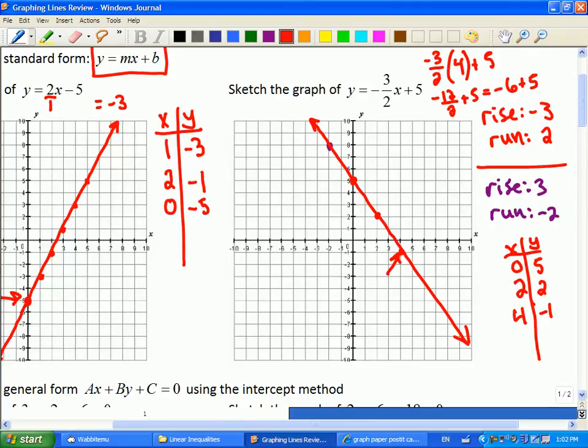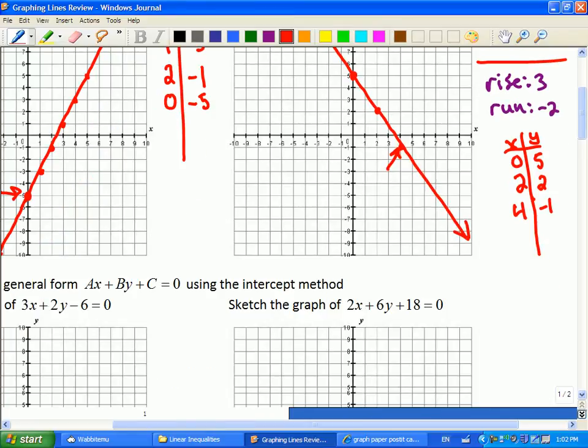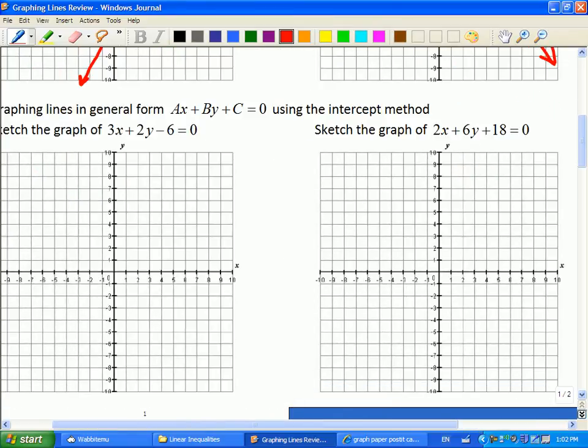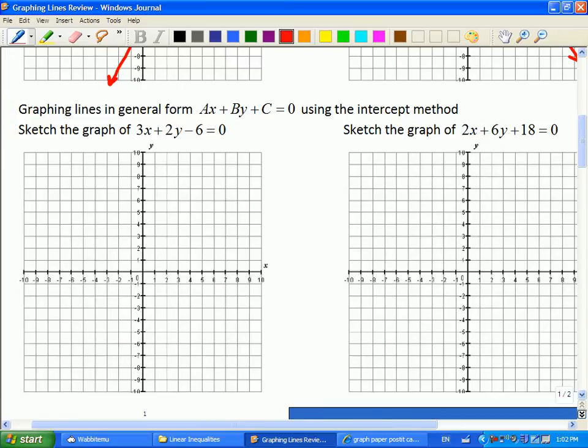Okay? So there's one other way that in grade 10 you would have encountered for graphing, and that's when you have equations that look like this. Okay? Let me go through a couple ways of doing this. There's some we can rearrange, but sometimes we can also make things a bit easier, and that's to do this thing called the intercept method. So let me show you what the intercept method is.